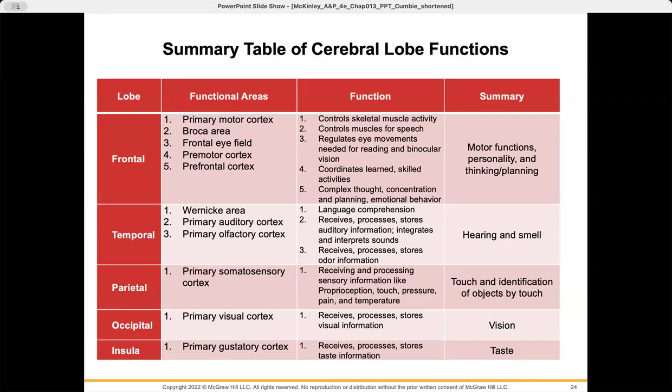So these are our lobe summary areas for what each lobe of the brain does. And depending upon what happens to a patient due to an injury or an infection, we can tell what part of the brain has been affected.